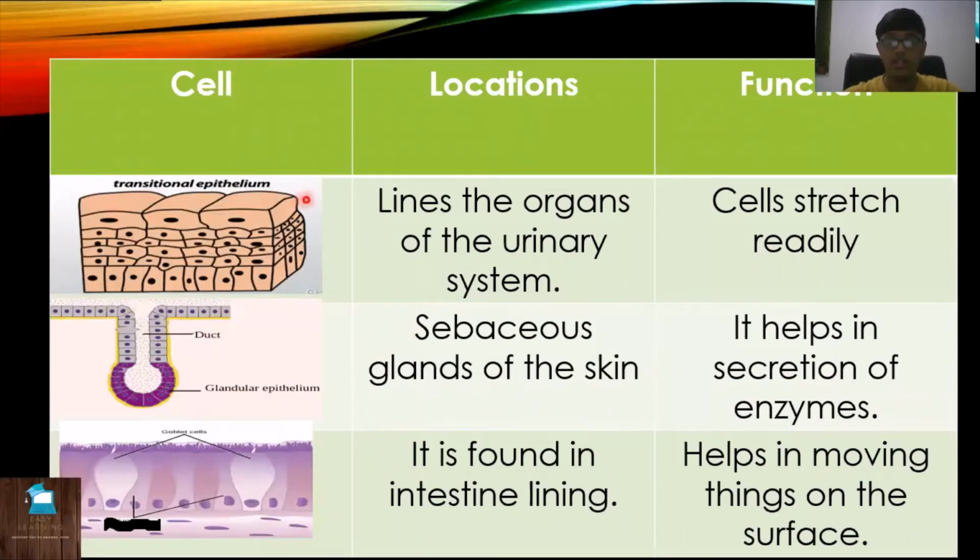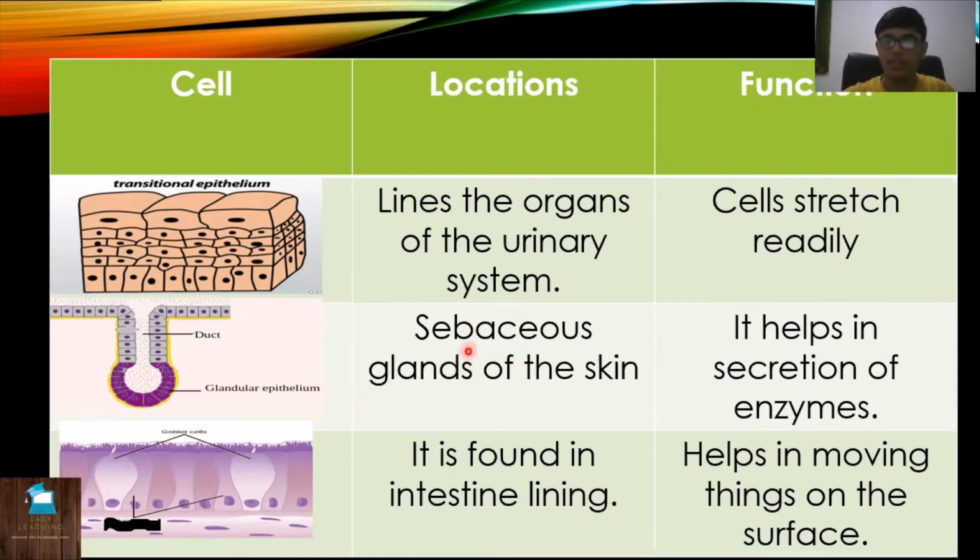Then next is transitional epithelium, the lining of organs in the urinary system, that is the urinary bladder. And not only this, there are many others, like the ureters. The function is that it stretches readily, so it doesn't burst off because it's transitional. It keeps on stretching. So it's like this, and then it stretches, but it won't burst off. That's the speciality.